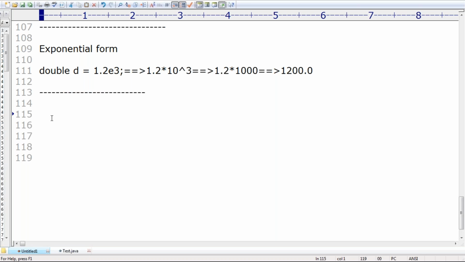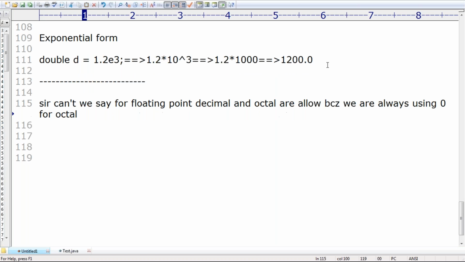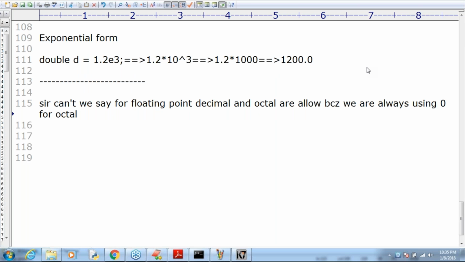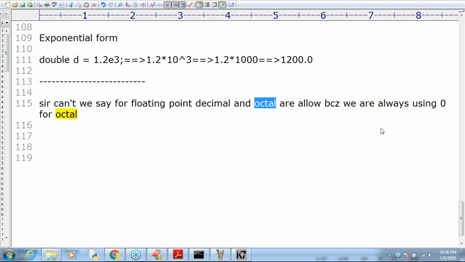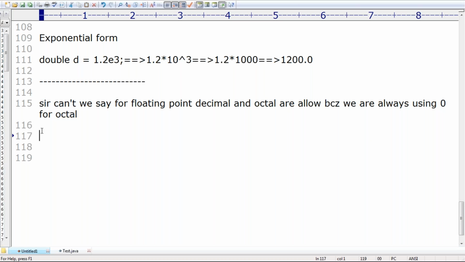Yes, so this is the doubt. Can't we say floating point decimal and octal are allowed, because we are always using 0 for octal? No. Even if you take 0, it is treated as decimal only, but not octal.